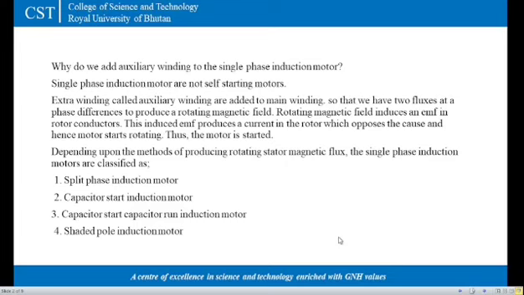Before we go into detail with these four types, we have to know why we add an auxiliary winding to a single-phase induction motor. This is because single-phase induction motors are not self-starting motors. Therefore, we add an extra winding called auxiliary winding to the main winding, so that we have two fluxes at a phase difference to produce a rotating magnetic field. This rotating magnetic field induces an EMF in the rotor. This induced EMF produces a current in the rotor which opposes the cause, and hence the motor starts rotating.